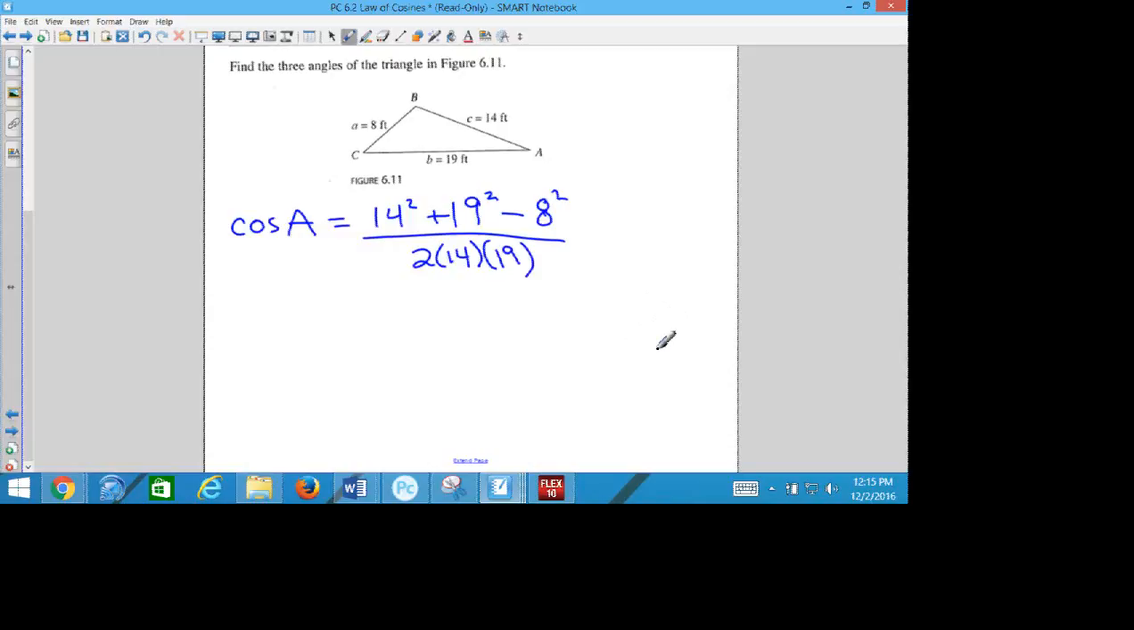Now, what are we trying to actually solve for? We're trying to find angle A. So how do I find the angle? What I'm going to type into my calculator will be inverse cosine of that big, long fraction. So type it in your calculator. Make sure that you are getting the correct measurement of angle A.